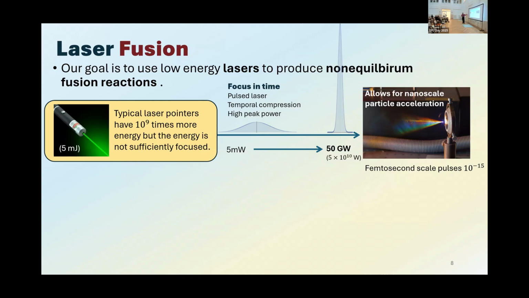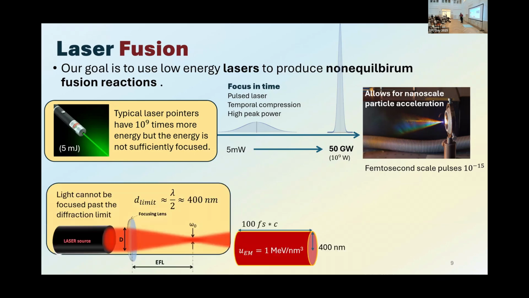And again, I want to state that in our experiment, we're only using around 27 millijoules for our laser, so it's only around 10 times the energy delivered by a typical laser pointer. So this incredible increase in the power to around 5 times 10 to the 10 watts creates the acceleration, the force gradients necessary to accelerate particles on the nanoscale to get these reactions to occur. So we're compressing the pulse down to the femtosecond scale, where a femtosecond is 10 to the negative 15 seconds.